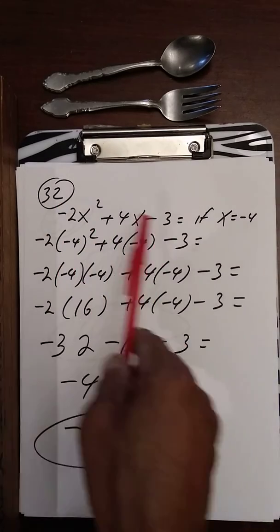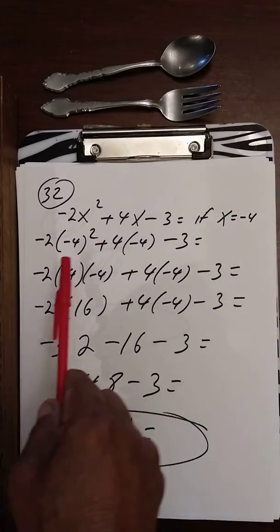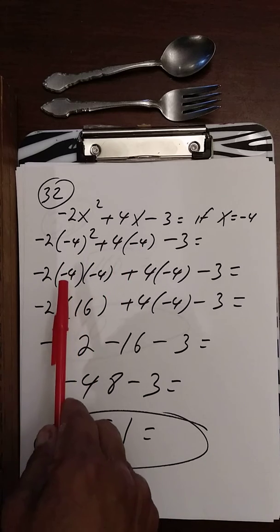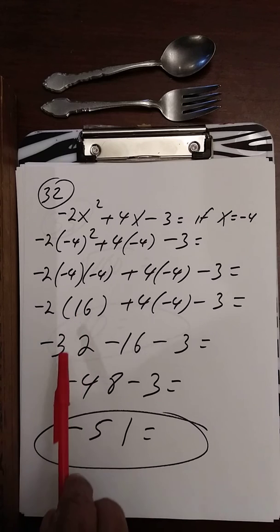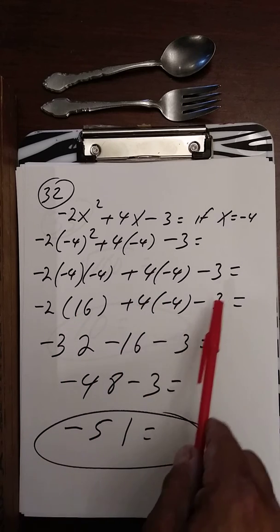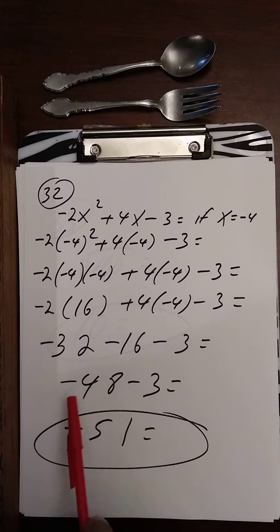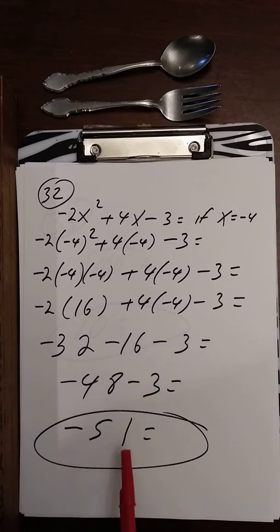Evaluate this formula with that number. Put negative 4 there, negative 4 there. Negative 4 times negative 4 is positive 16, bring everything else down. That times that is negative 32, negative 16, and 3. These two numbers together is negative 48, and the negative 3 is a negative 51.